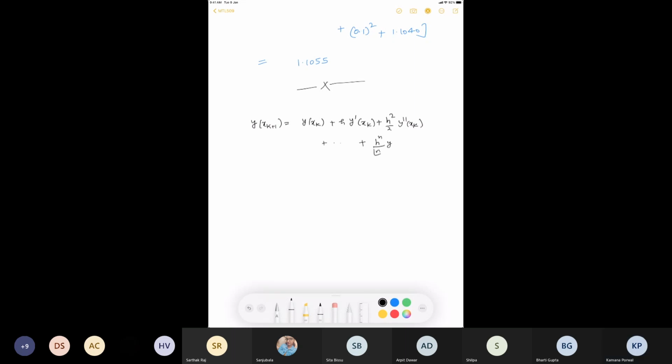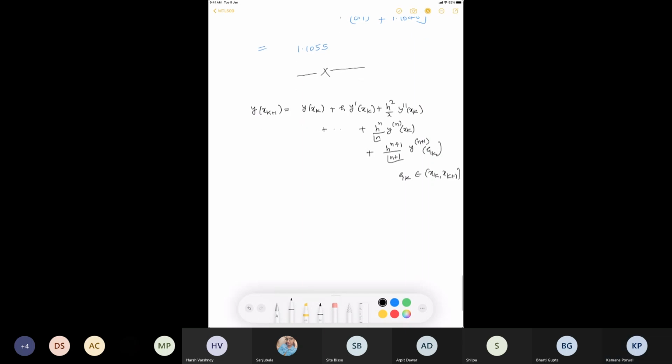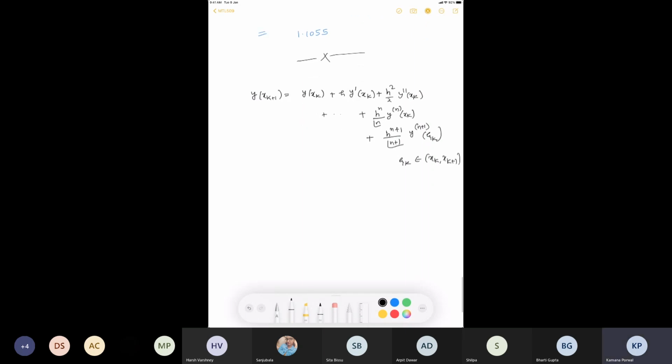So we have the remainder term h raised to power n plus 1 divided by factorial n plus 1 times y^(n+1) evaluated at some ξ_k, where ξ_k lies between x_k and x_{k+1}. So rather than truncating it like in Euler's method, where we truncate early, I can truncate it at this point. So I will have a truncation error of order h raised to power n plus 1.